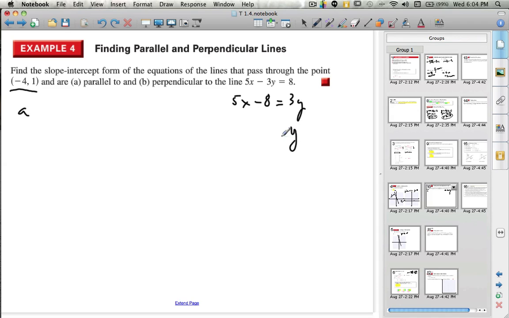And then divide by 3. So y will be equal to 5/3 x minus 8/3. That's the equation of the original line.